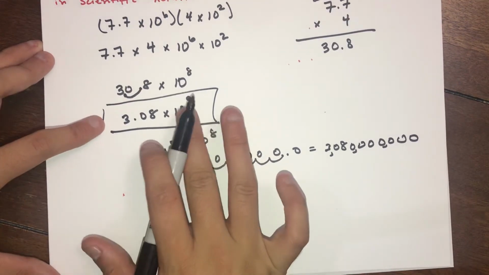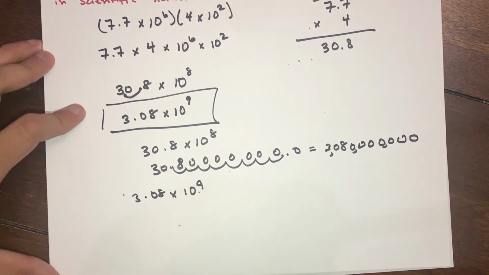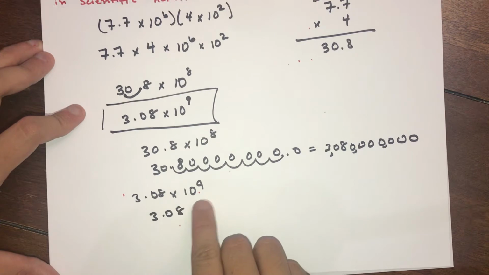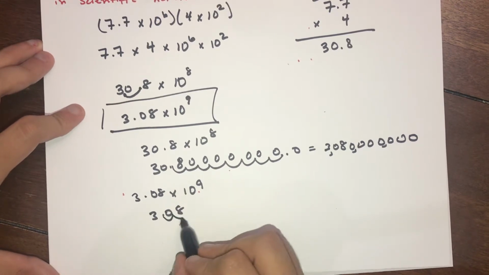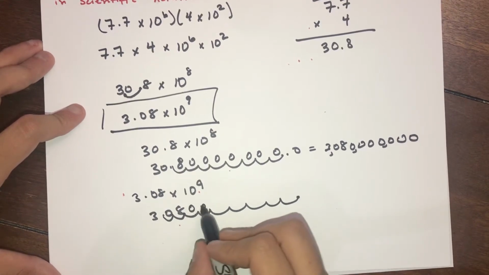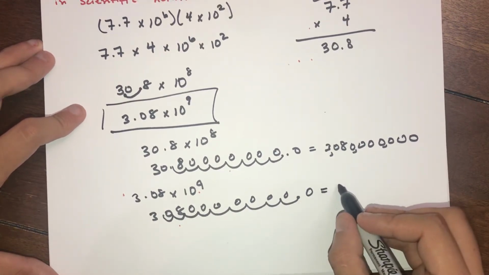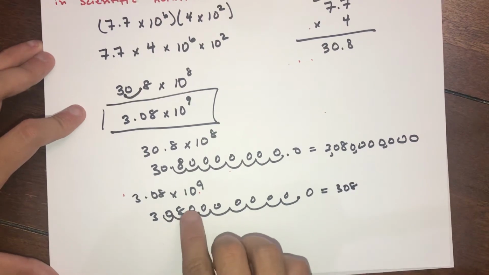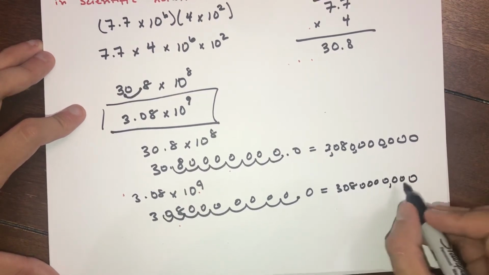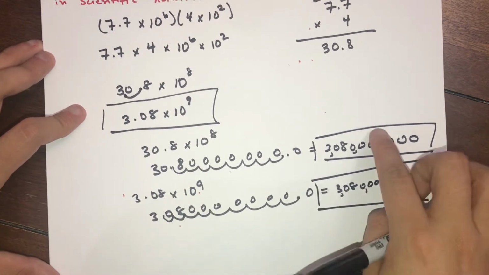Let's see what happens when we do the same thing with this one. 3.08 times 10 to the 9. We'll take our 3.08 and jump to the right 9 times. 1, 2, 3, 4, 5, 6, 7, 8, 9, filling in zeros, which is going to be 308 with 7 zeros. Put our commas in. And as you can see, we get the same answer for both of them.